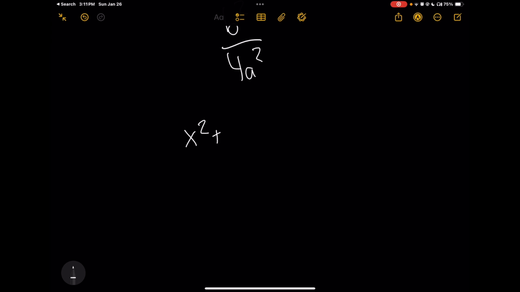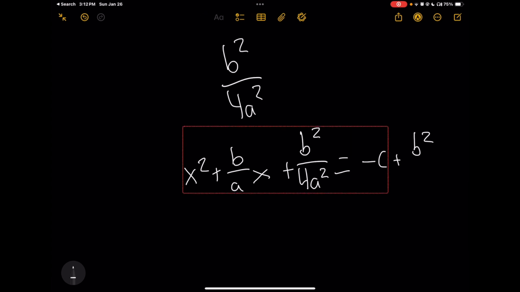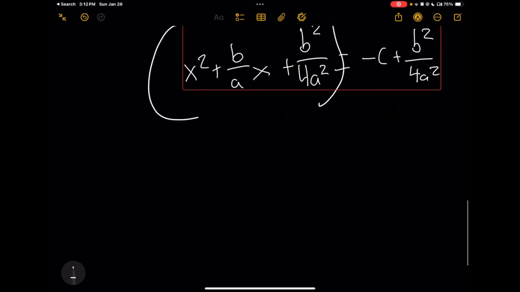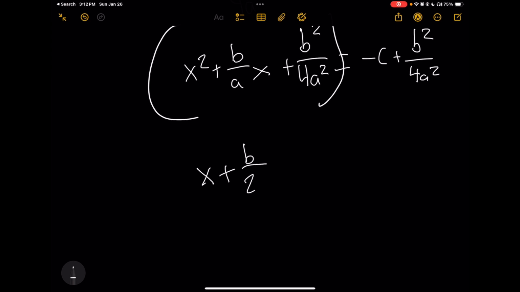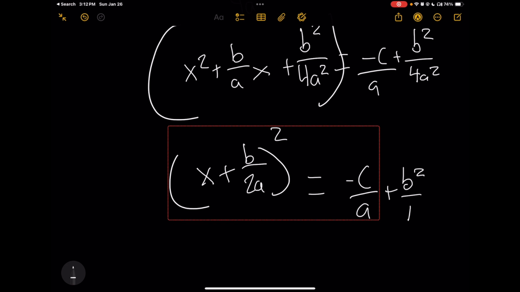So that means that if we get this into a perfect square trinomial, we're actually going to get this. x squared plus b over a times x, plus b squared over 4a squared equals negative c plus b squared over 4a squared. And then, since we do know this is a perfect square trinomial, we know it's actually going to be x plus b over 2a all squared equals negative c over a, I'm sorry, I forgot over a, plus b squared over 4a squared.